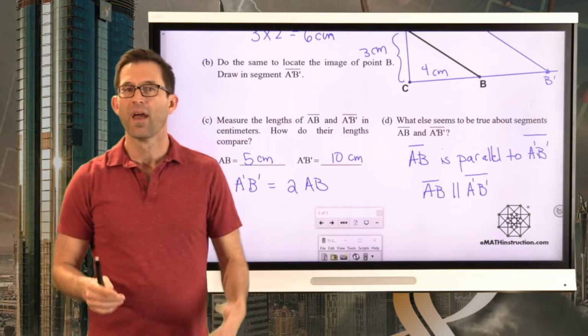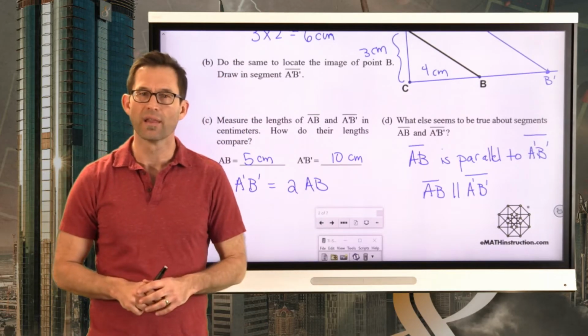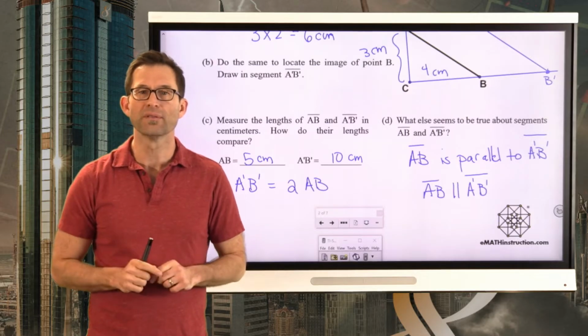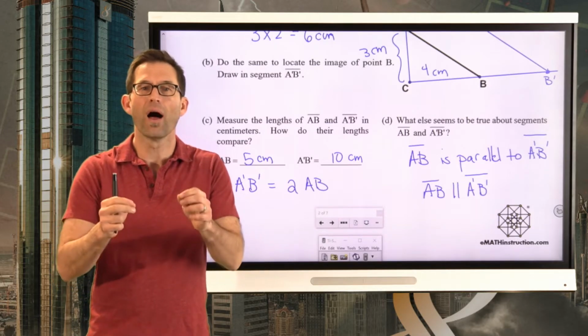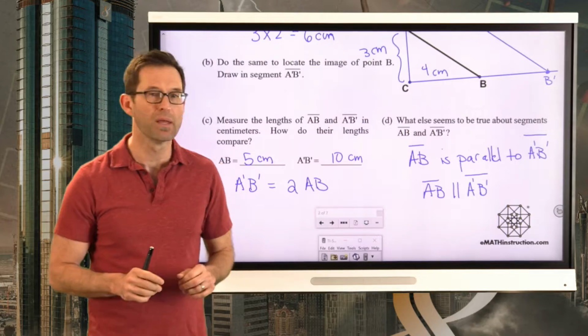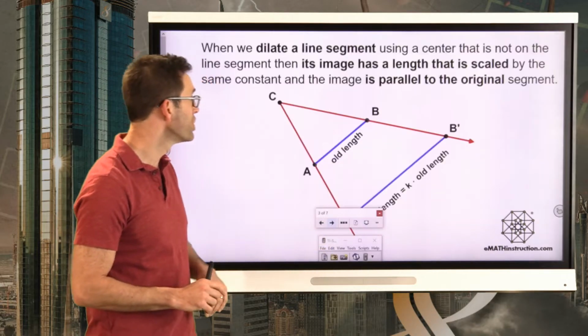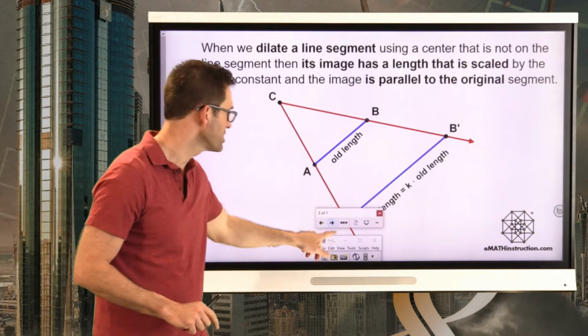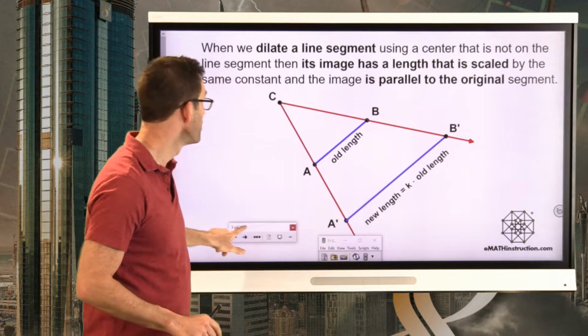All right? An interesting consequence of dilations. Line segments get mapped to other line segments that happen to be parallel to them. It's really a fascinating thing. So let's summarize and take a look at that, right?